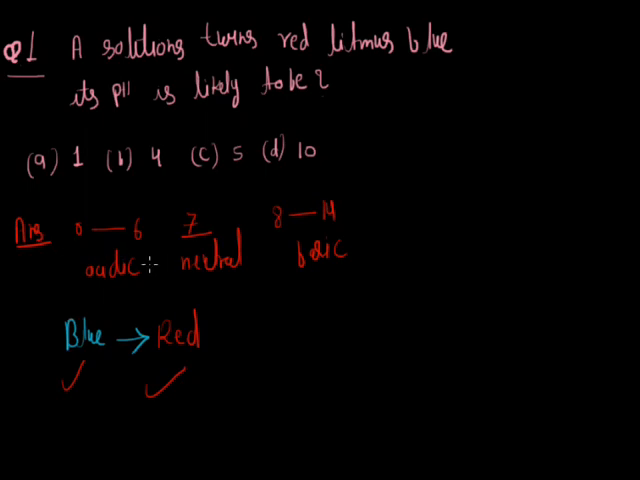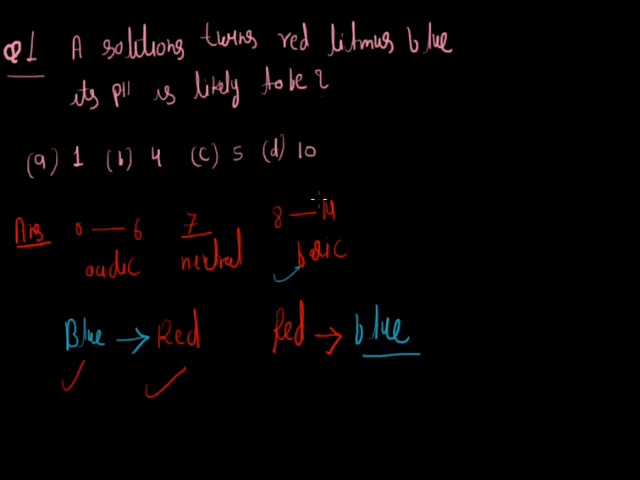Now if we are dealing with a basic solution, then for the basic solution, if we have red litmus paper, it will be turned into blue color. So a base is a solution which turns red litmus to blue, and there is no change with the neutral solution. Now according to the question, a solution turns red litmus to blue. Red to blue, it comes in the category of basic solution. That pH must be between 8 to 14.